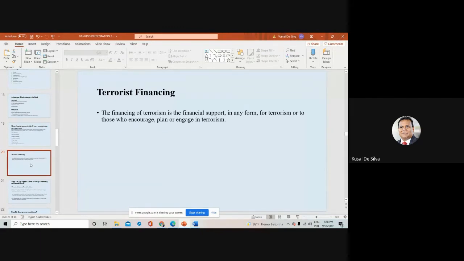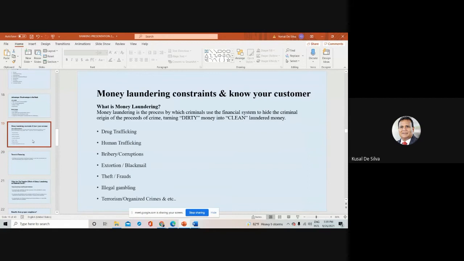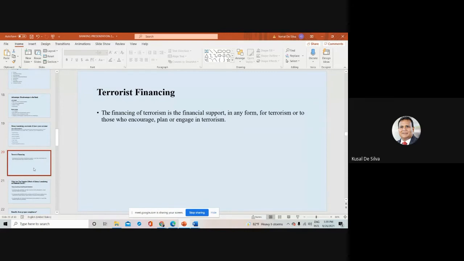So therefore it is very, very important to identify the source of funds, whether it is for terrorist financing, whether people have received funds through these kinds of activities. Why it is important, as we go on you will understand: banks are required to comply with certain rules and regulations by law as well as by the regulator.